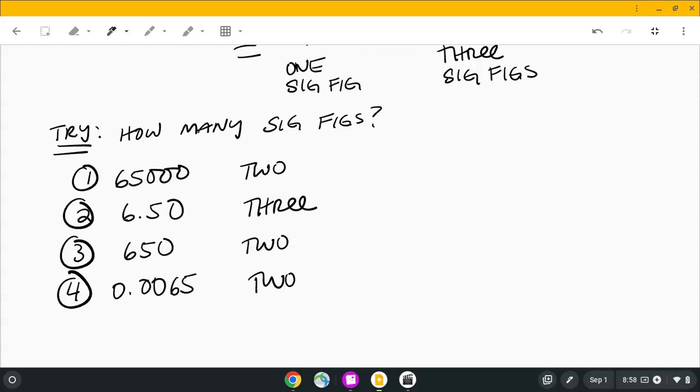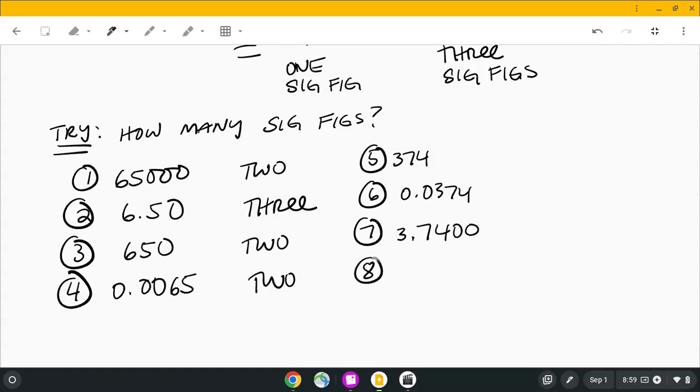Try these. Number 5, 374. Number 6, 0.0374. Number 7, 3.7400. And number 8, 374,000. Give these a try and then come back.